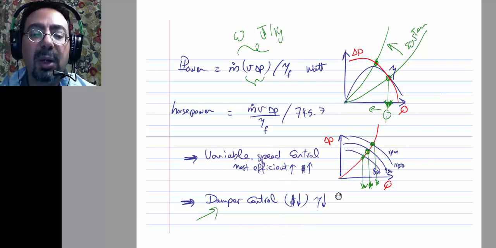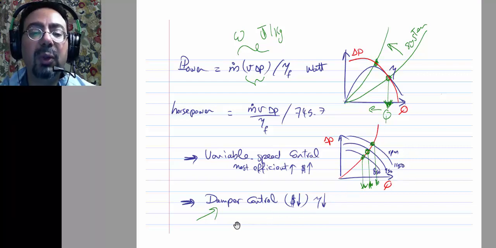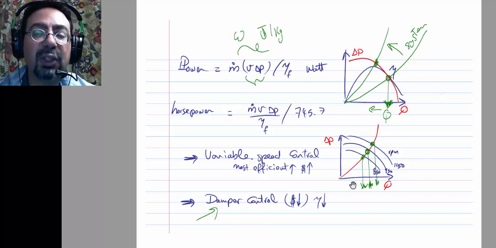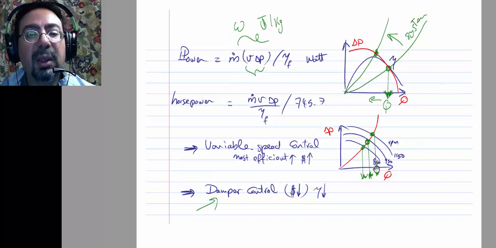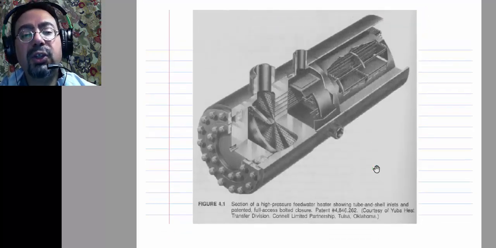But there is a smart way to control it by controlling the speed, and there is a dumb way to do it by using damper control, which adds delta P on them. Then you will end up basically shutting or throttling them so that they can give you less and less flow rate.